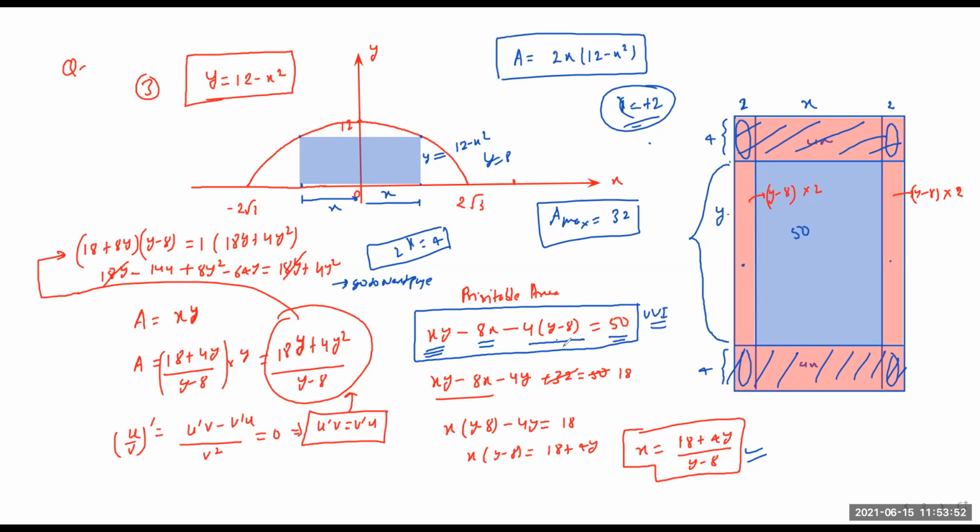So what is your equation? What you're getting here? Sir, I'm getting y minus 8 into x minus 4, plus 32. So the same equation we are getting. Sir, we are getting the same equation, but we consider length as x and breadth as y. That's fine, that's not an issue. If x and y are interchanged, that's not an issue. Same answer.